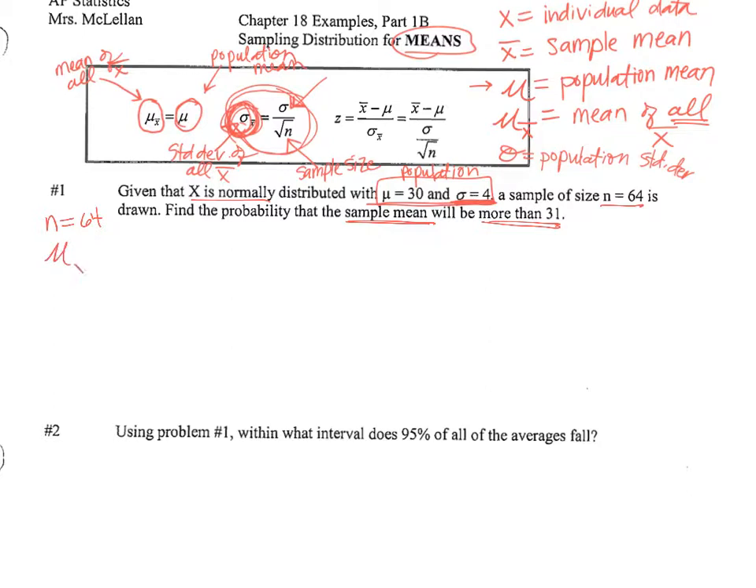The mean of the X bars, the mean of all the samples, will be centered around the population mean, the true mean. Which on this problem, what is it? 30. Very good. The standard deviation, the variability of all of our sample means, has its own formula. And that's standard deviation over the square root of n, which in this case is 4 over square root of 64. And that's 4 over 8, which is 1/2.